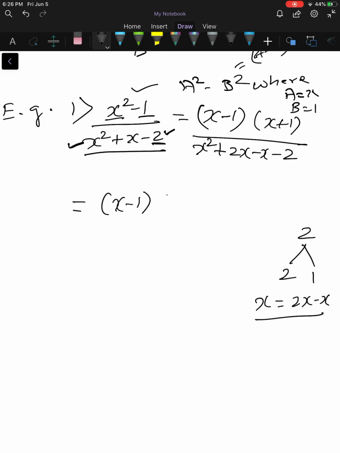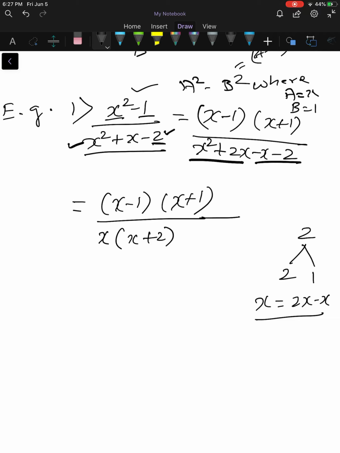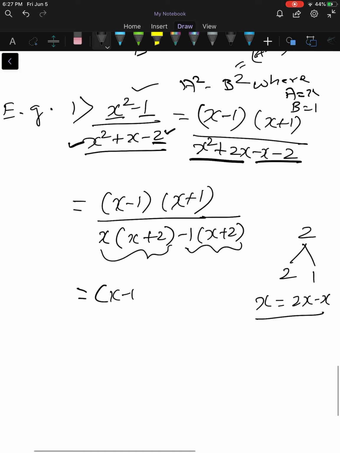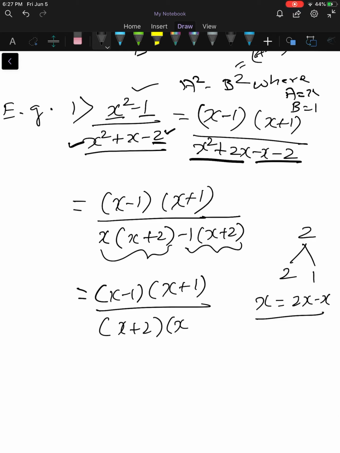If you simplify this further, the numerator is already factorized properly. Consider the first two terms of the denominator. There you have x common and you are left with x plus 2. In the third and fourth terms, you have negative 1 common, and you are left with x plus 2. Now if you observe these two terms, you have x plus 2 as a common factor. So take it out and you will be left with x and negative 1.